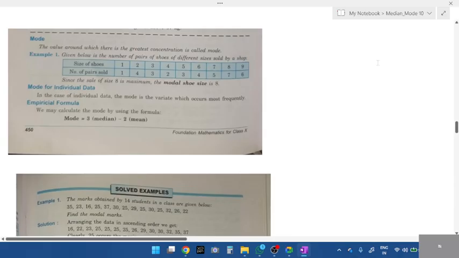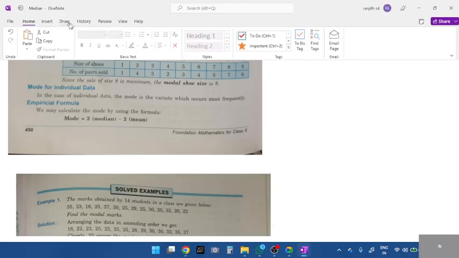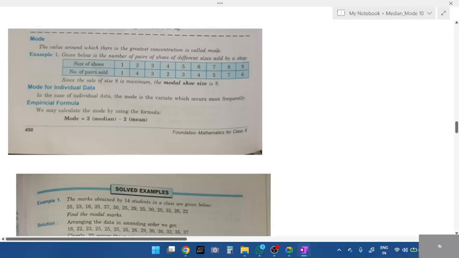Okay, let's start. Read what is mode, students. What is given for mode? All of them read that. Read and explain. You all have to explain it to me, what you understood. What is the meaning of mode? Tell me, any one of you unmute and reply, students. What is given? The value around which there is the greatest concentration is called mode. Did you understand this term?